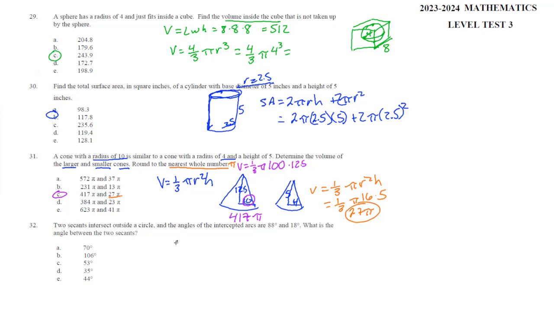If we look at two secants intersecting outside of a circle, like this, and it says the angles of the intercepted arcs are 88 and 18. What is the angle between the two secants? We'll call it alpha.